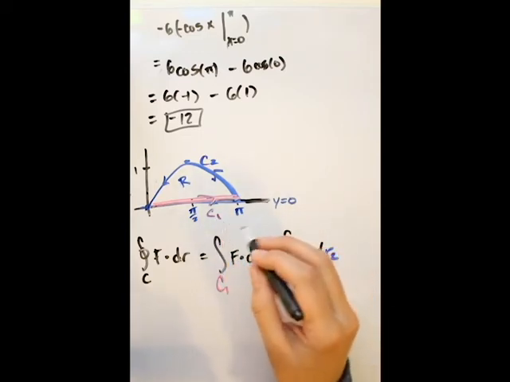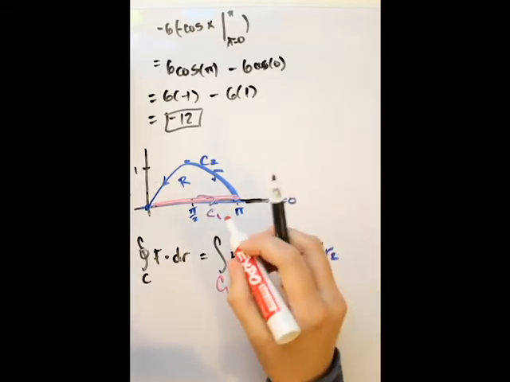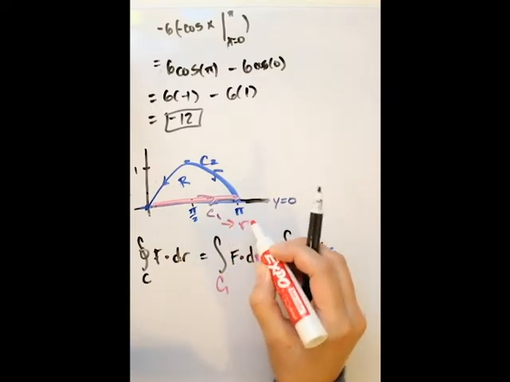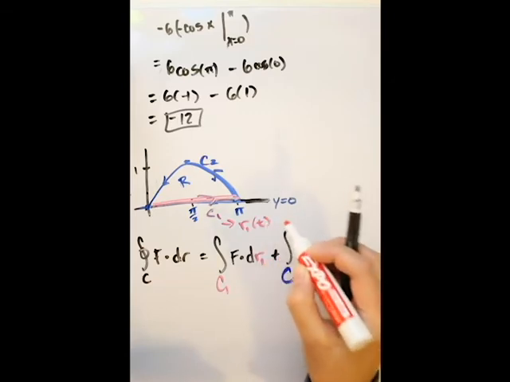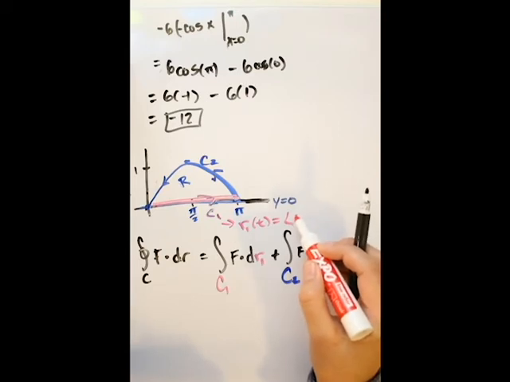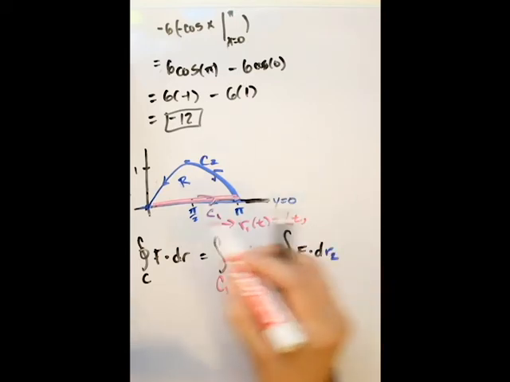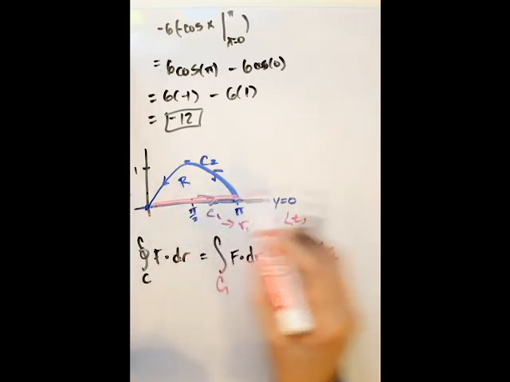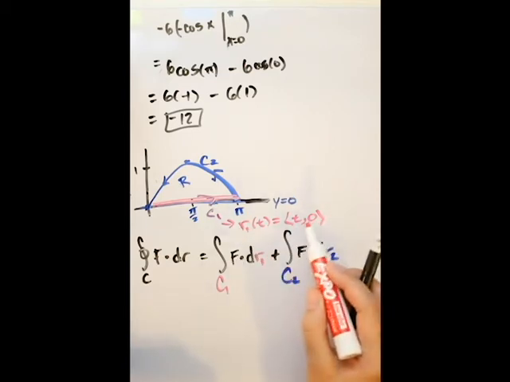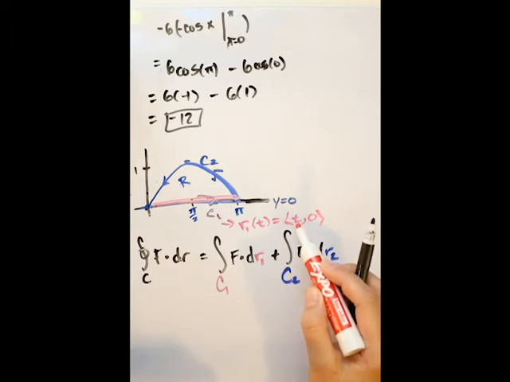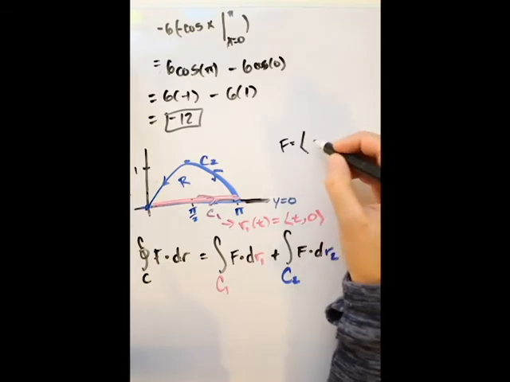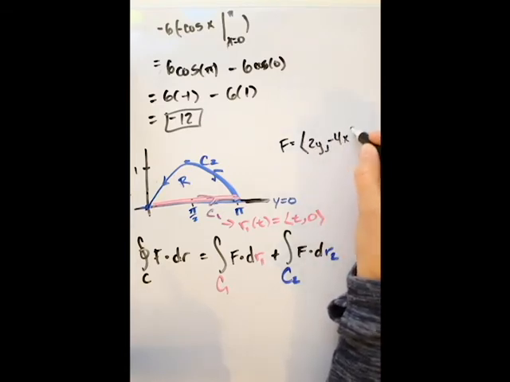But if we parameterize this here, we would have that for C1, this bottom red line here, r of t, based on the parameter t, would be the vector defined curve t, so t is ranging from 0 to pi, and 0. It's t comma 0. Okay, so we would have to take the derivative of this, plug it in here, and then use our vector field. Let me just remind you what it was real quick. F was defined as 2y, negative 4x.